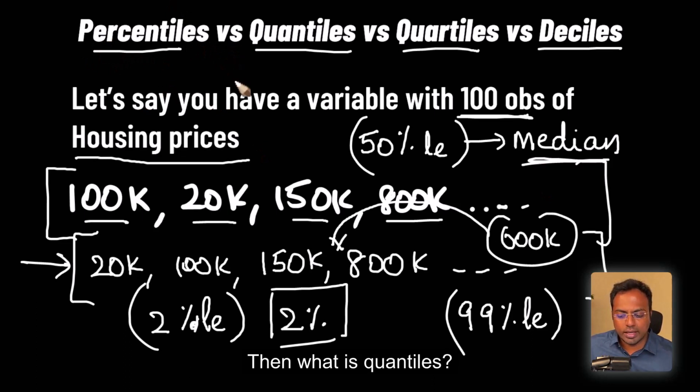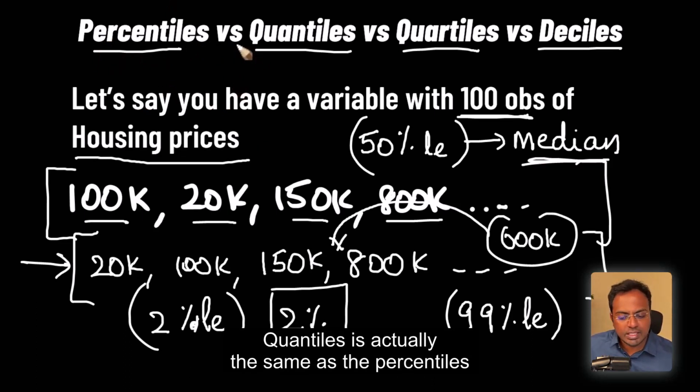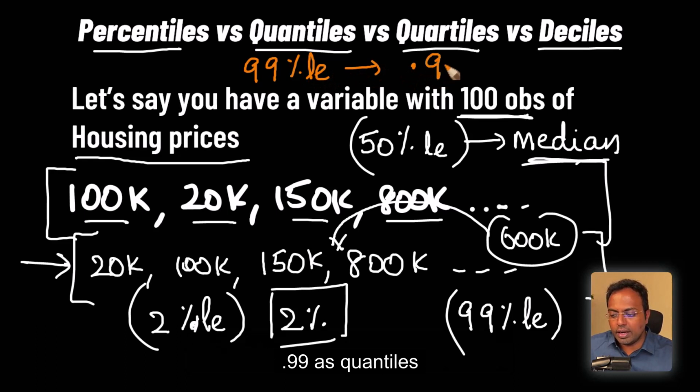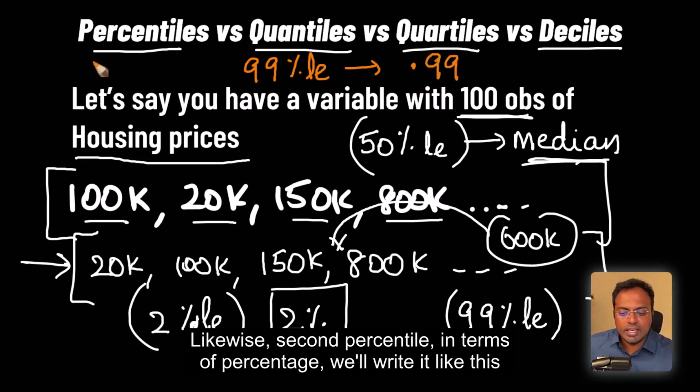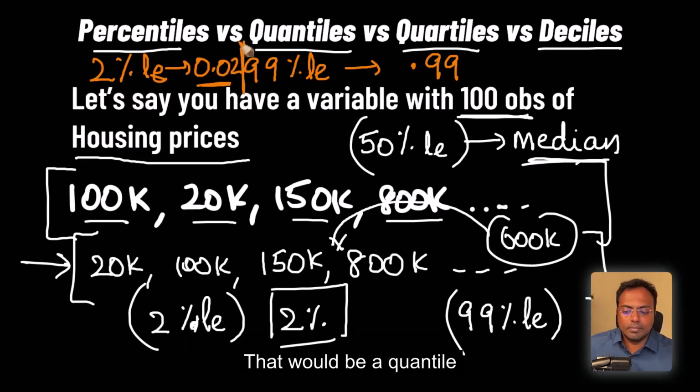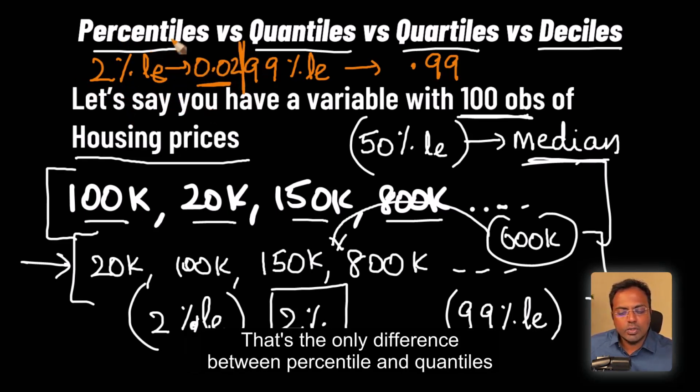Then what is quantiles? Quantiles is actually the same as the percentiles, only that what we refer to as 99th percentile, we write it as 0.99 as quantiles. We write it as decimal points. Likewise, second percentile would be 0.02. That would be a quantile. So that's the only difference between percentile and quantiles, nothing else.